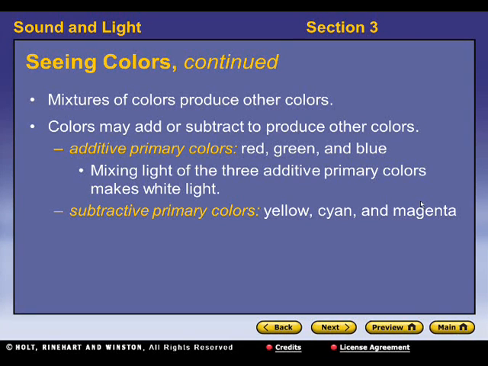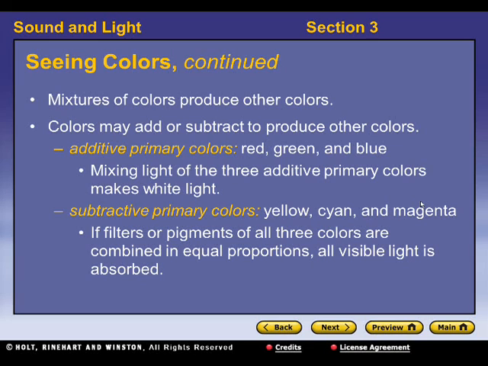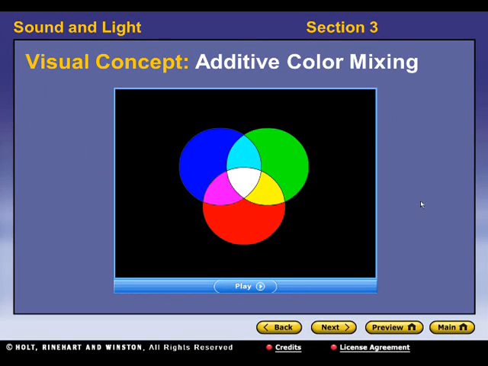Subtractive primary colors are yellow, cyan, and magenta. Cyan is kind of a light bluish and magenta is somewhat of a reddish color. If filters or pigments of all three colors are combined in equal proportion, all visible light is absorbed. And black is the absence of color, or all color is absorbed.